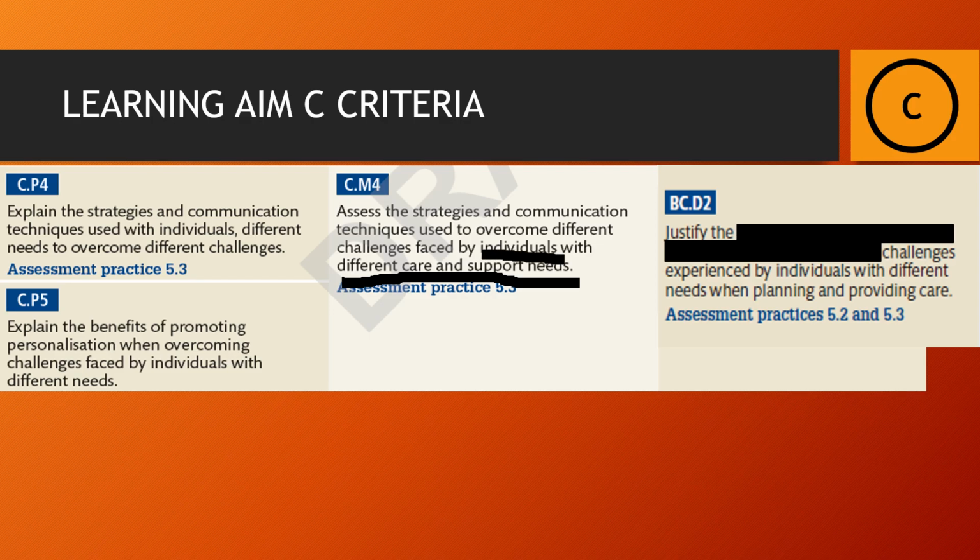And evaluation is always assessing how useful they are going to be, how they are helpful, how they're not helpful, the strengths and weaknesses of these techniques. P5 continues this by looking at the concept of personalization, particularly personalization of care. And as always, for the merit is how that impacts on your character, your individual, and then the distinction is the evaluation of it. So the pass is always going to be the content and the materials and the information.